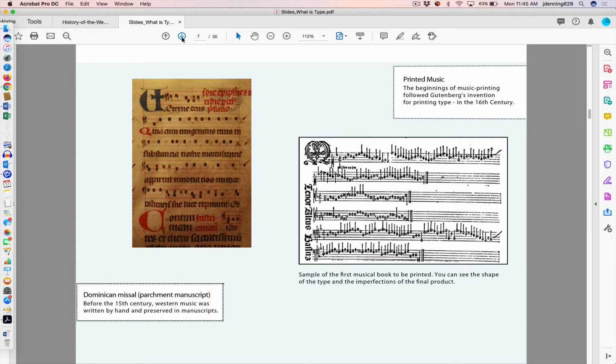The printing press also really changed things like music, because for the first time you could create printed music, and this really expanded how many people had access. And this is a sample of the first musical book to be printed, and you can see the shape of the type and the imperfections of the final product. And before the printing press, you can see over here, in the 15th century, Western music was written by hand and preserved in these really beautiful manuscripts.